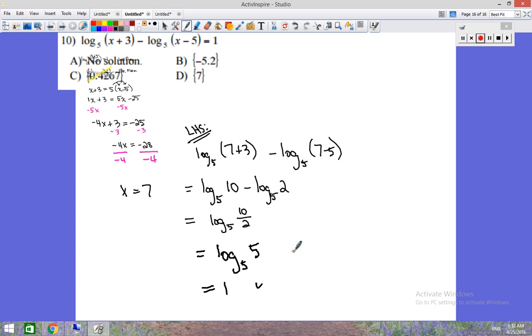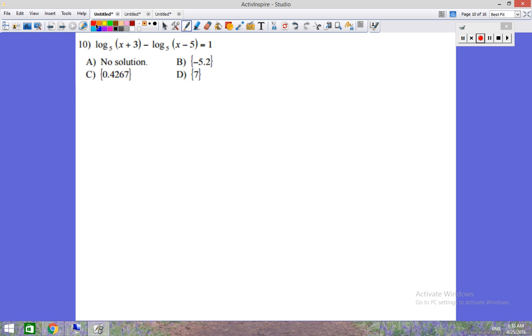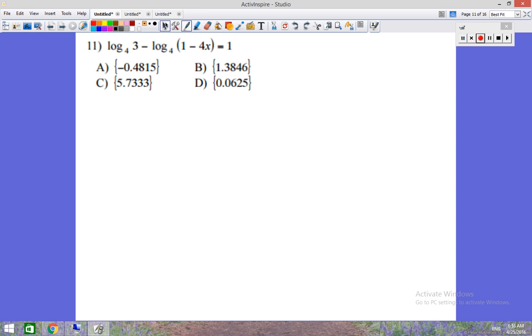So this does check. You take your answer and plug it in. The left-hand side does equal the right-hand side. So I am getting an answer of D. Let's continue with number 11.